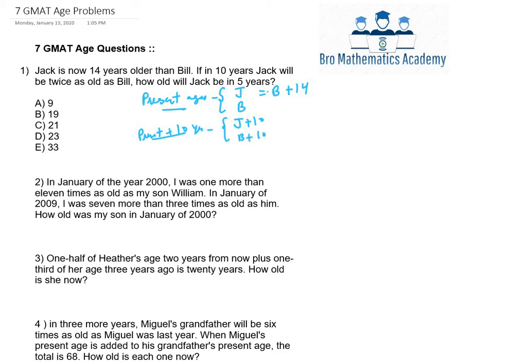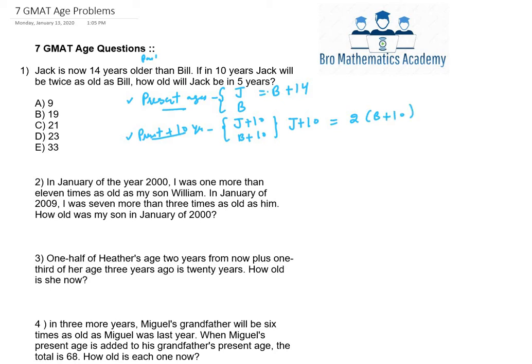Always write it like that: present ages, then the future ages, or if sometimes it's given in the question past ages, so write down here past ages and whatever J minus whatever is given. So that's the best way to solve age problems. If in 10 years Jack will be twice as old as Bill, so after 10 years Jack will be J plus 10 and he will be twice as old as Bill, twice of B plus 10.